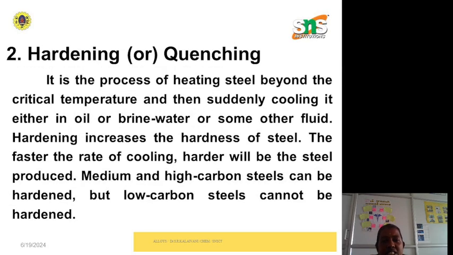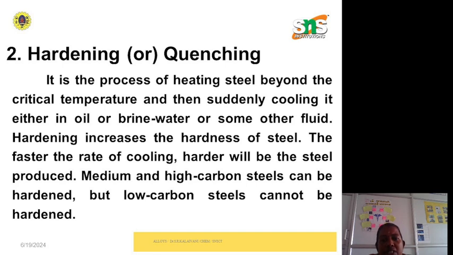Then the second type. The first type was the annealing process. The second type is hardening or quenching. Hardening is the process of heating steel beyond the critical temperature and then suddenly cooling it either in oil, brine water, or some other fluid. Hardening increases the hardness of steel. The faster the rate of cooling, the harder the steel produced.